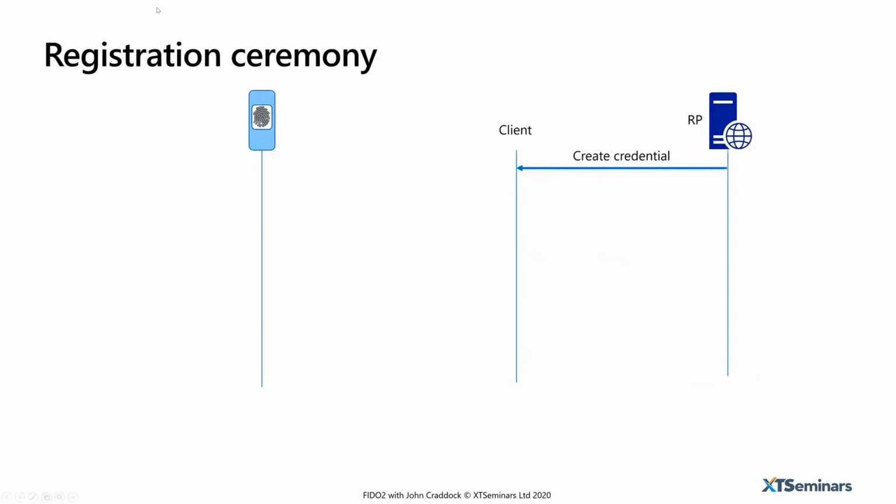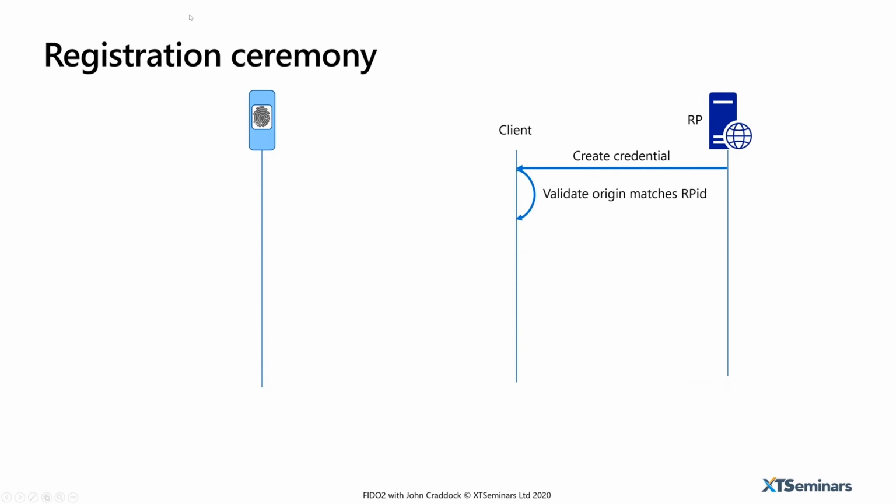So registration ceremony, a bit more detail. Create credential. And the first thing we do is we validate that relying party identifier, xtshub.com. And what the client will do is say, hang on, I am connected to xtshub.com. Great, that's valid. So the client checks the origin that it's connected to.